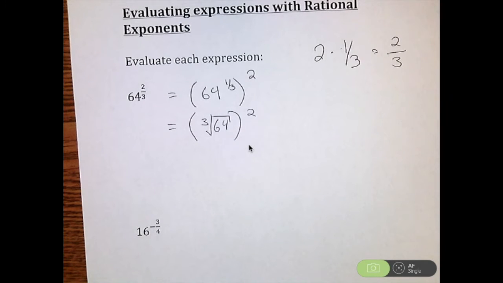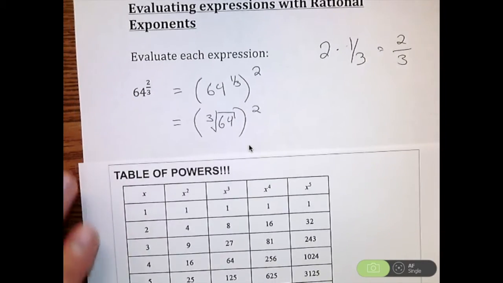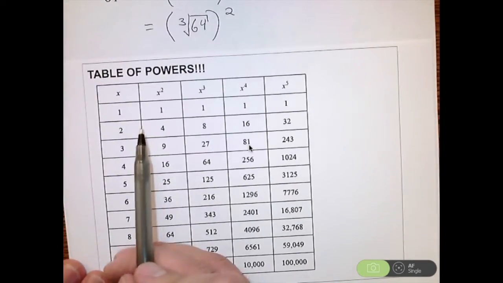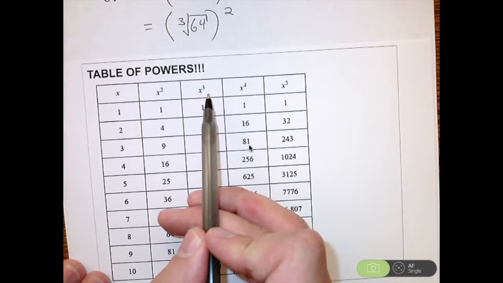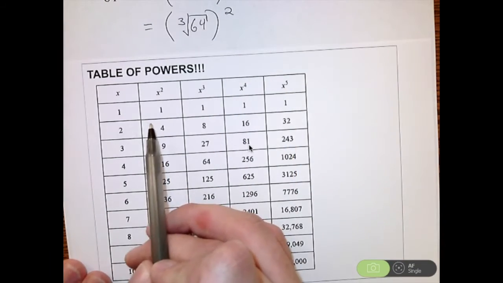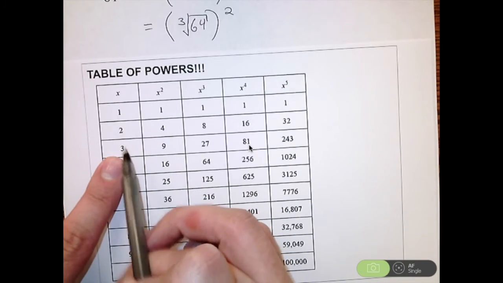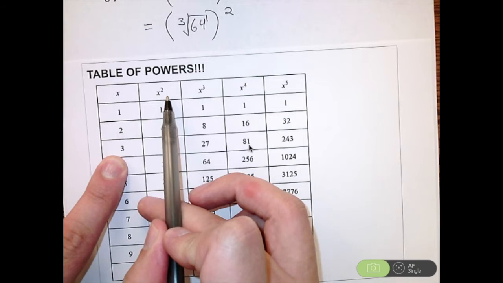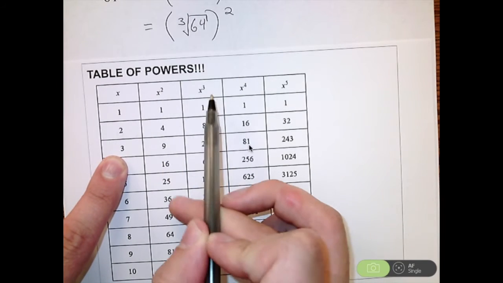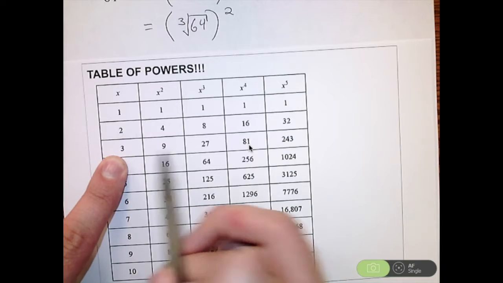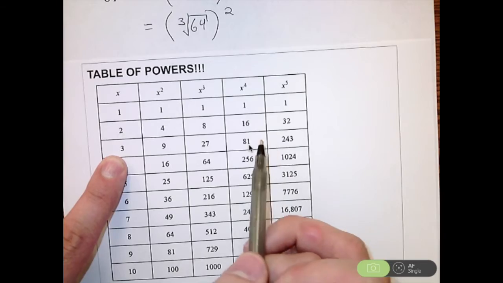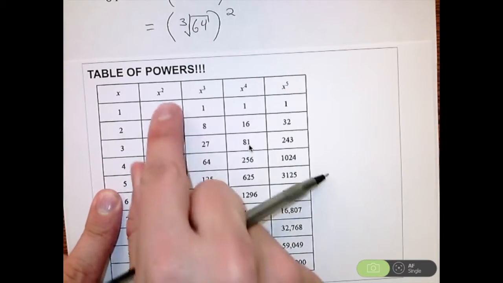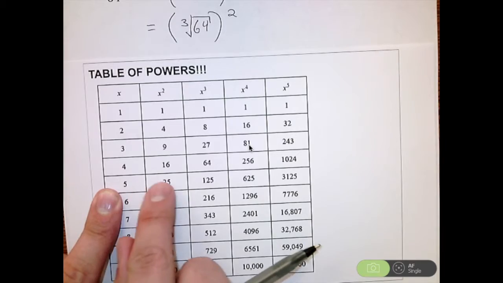What we're going to do is figure out the third root of 64. The best way to do that is to work with a table of powers. We have values 1, 2, 3, 4, 5, 6, 7, 8, 9, 10. Each of my rows is a number 1 through 10, and my columns are x squared, x to the third, x to the fourth, x to the fifth. For example, with 3: 3 squared is 9, 3 to the third power is 27, 3 to the fourth power is 81, 3 to the fifth power is 243. You could take any of these numbers, like 5 squared, 5 to the third, 5 to the fourth, 5 to the fifth, and fill them all in.